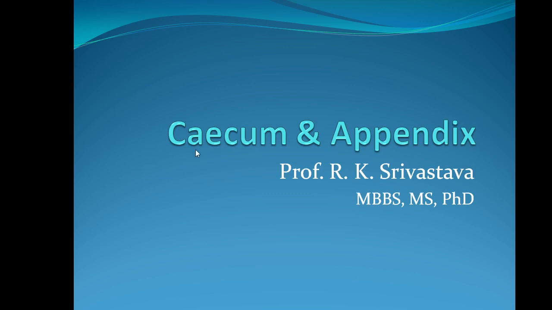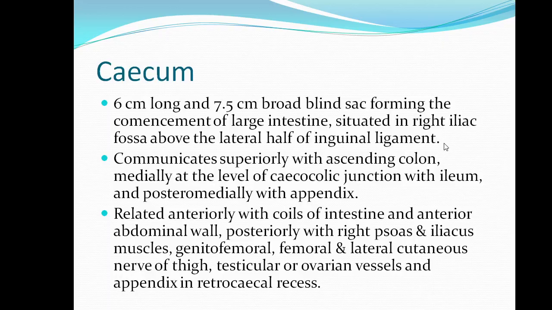Today in this class, we will discuss the caecum and appendix. Caecum is about 6 cm long and 7.5 cm broad, a blind sac forming the commencement of the large intestine. It is situated in the right iliac fossa above the lateral half of the inguinal ligament. Caecum communicates superiorly with the ascending colon.